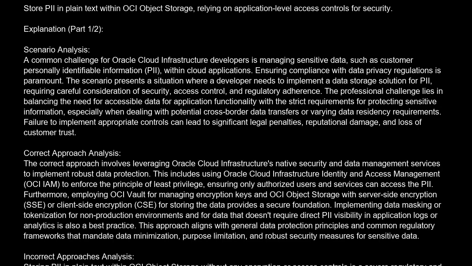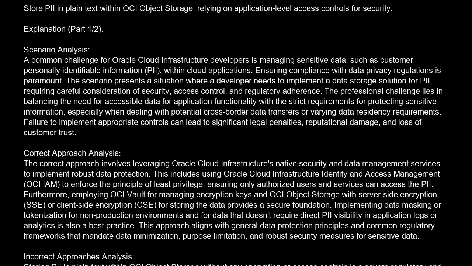Explanation. Scenario analysis. A common challenge for Oracle Cloud Infrastructure developers is managing sensitive data, such as customer personally identifiable information, PII, within cloud applications. Ensuring compliance with data privacy regulations is paramount. The scenario presents a situation where a developer needs to implement a data storage solution for PII, requiring careful consideration of security, access control, and regulatory adherence.